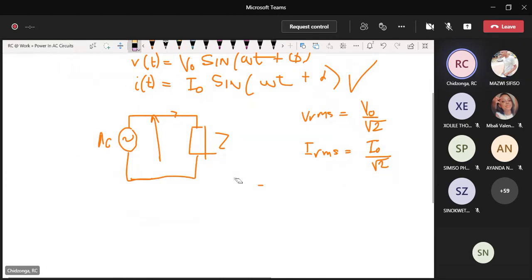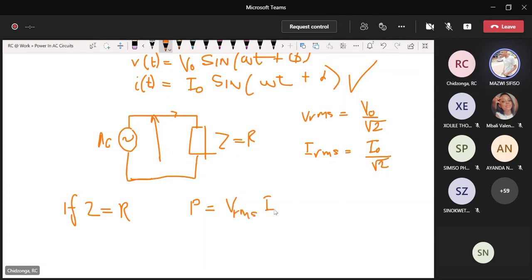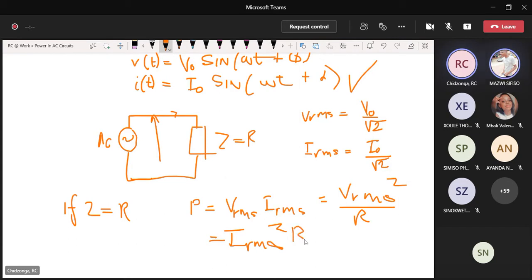I illustrated from here on that the power component in a real resistor, when Z is a pure resistor, right? When Z equals R, the power that is drawn from the source is purely real. So if Z equals R, that means it's a pure resistor, then the power that is coming from the source is equally given by V RMS times I RMS. And all the other equations, in their form, V RMS squared over R or I RMS squared times R.